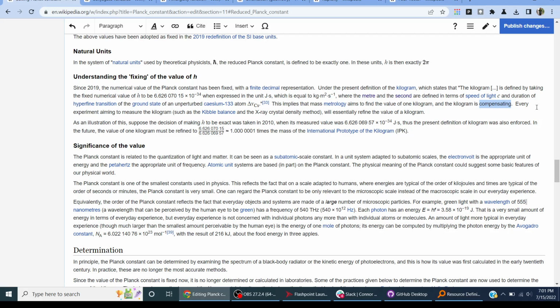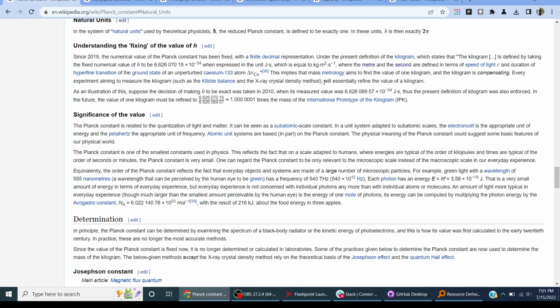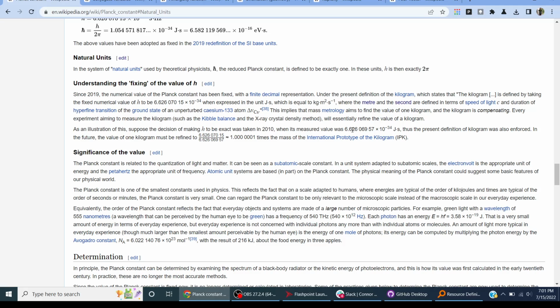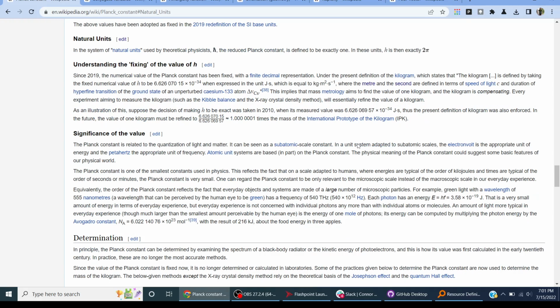Every experiment aiming to measure the kilogram, such as the Kibble balance and X-ray crystal density method, will essentially find the value of a kilogram. As an illustration of this, suppose the decision of making h exact was taken in 2010, when its measured value was 6.62606957 times 10 to the minus 34 joule seconds. Thus, the present definition of a kilogram would also have been enforced. In the future, the value of 1 kilogram must be refined to the current value divided by the past value, about 1.00000001 times the mass of the international prototype of the kilogram, IPK.